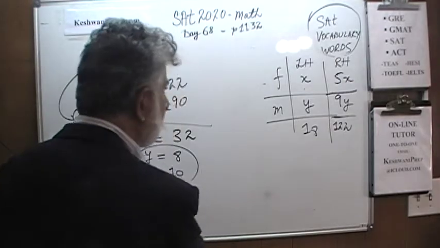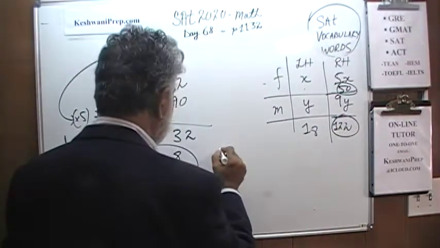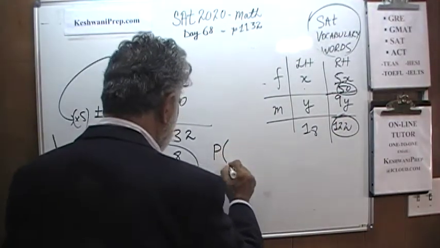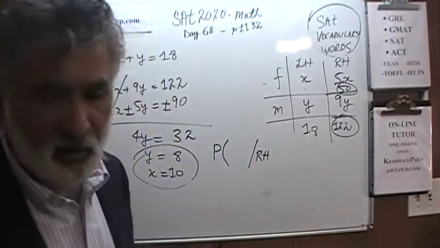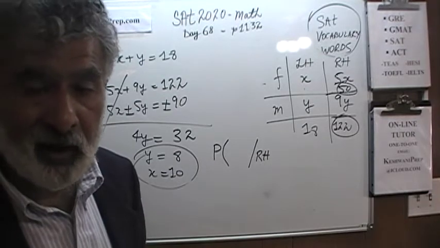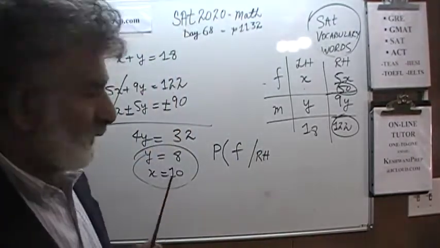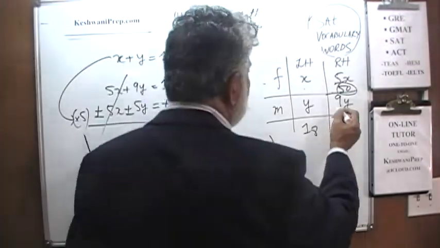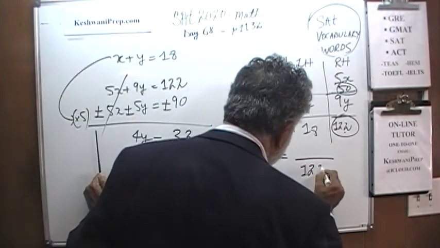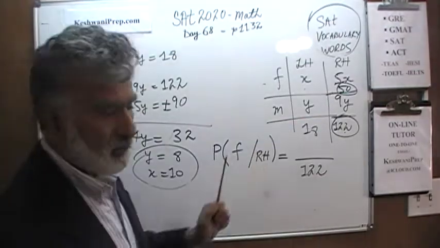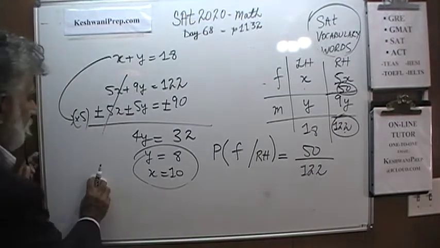X is equal to 10, that means this is 50. We're looking for 50 out of 122. This is how we write the question. What's the probability that if we were to pick among the right-handed people, that's the condition, that's why it's called conditional probability, that person chosen at random is female? And the answer is simply, we have 122 right-handed people altogether, out of which 50 of them are female. And we just figure out what that is in terms of decimal.